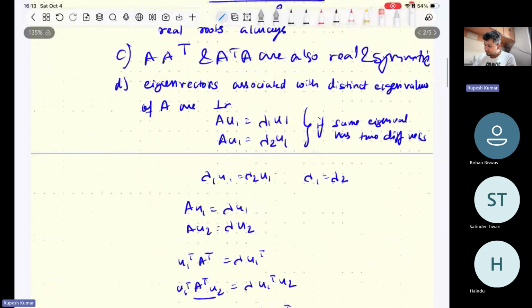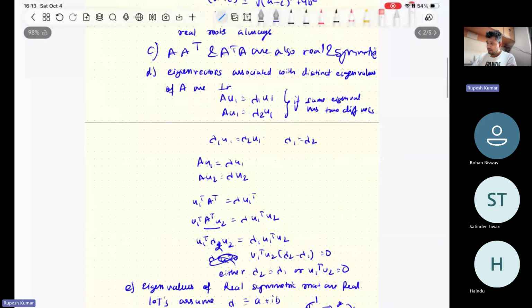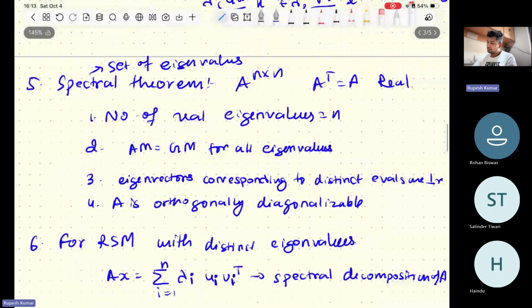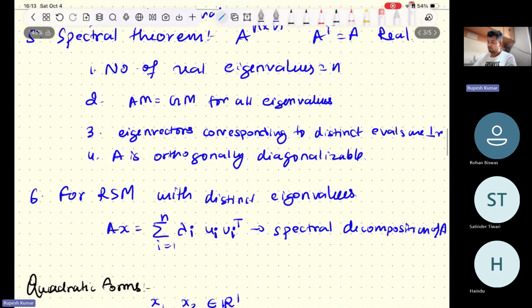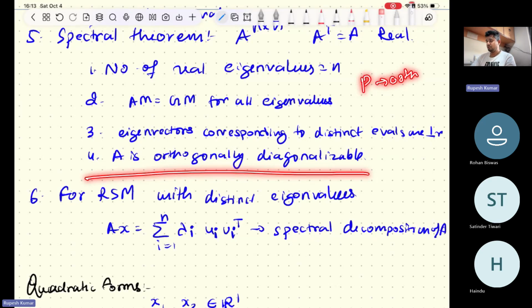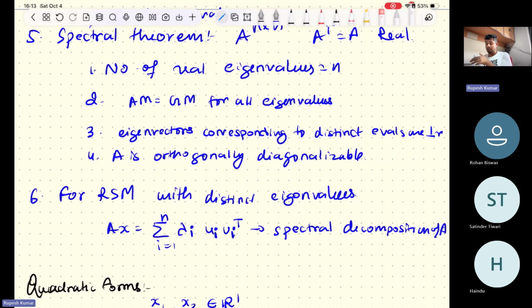Where was the proof? This was the proof: eigenvectors associated with distinct eigenvalues are perpendicular. And then A is orthogonally diagonalizable. Why? Because the matrix P will be orthogonal. That's why we are saying A is orthogonally diagonalizable. Does anyone have any doubts?